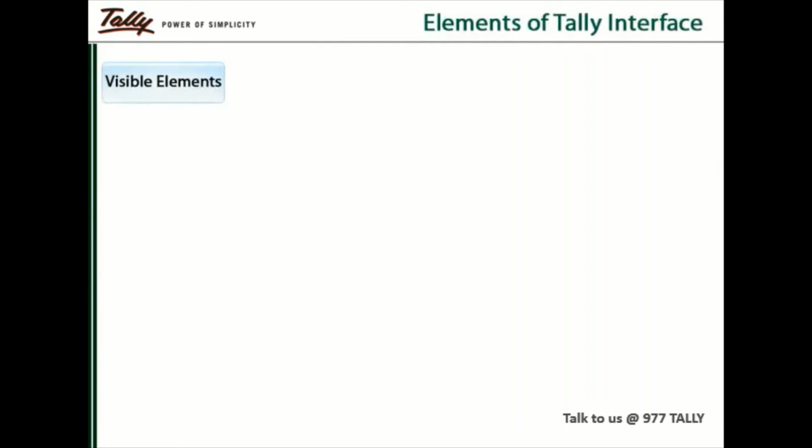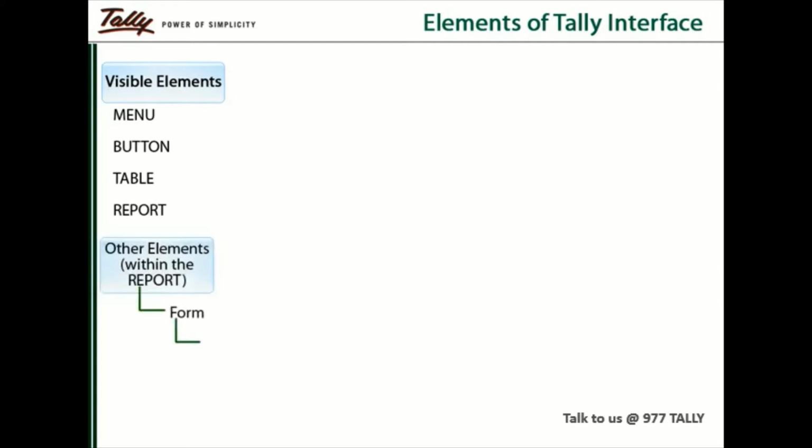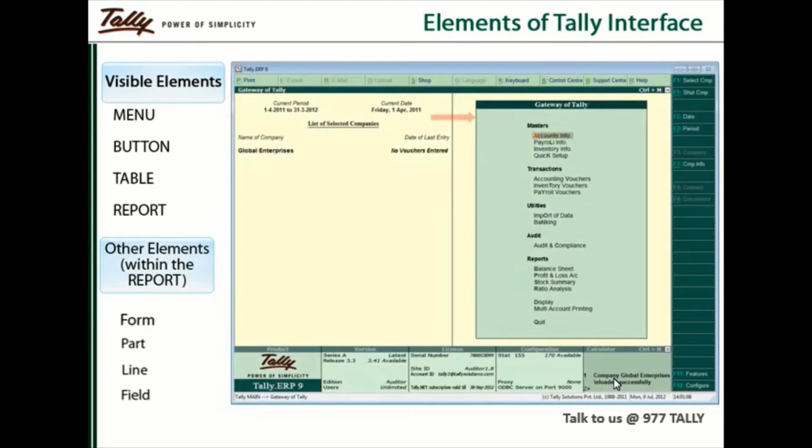The visible elements on the Tally ERP9 user interface are menu, button, table, and report. There are other elements comprising a report, namely form, part, line, and field in a predefined hierarchical order. A menu contains a list of menu items, clicking on which leads to another menu or a report. Buttons are present at the top, on the right, and sometimes also at the bottom of the screen. A button is an action initiator.